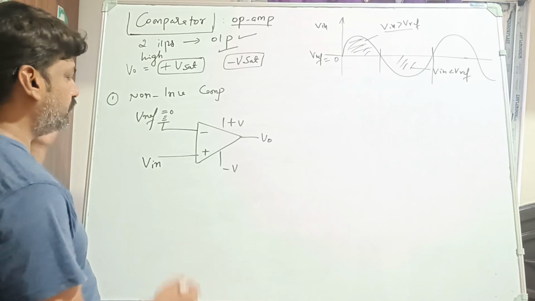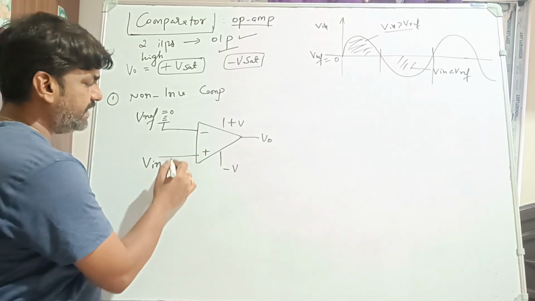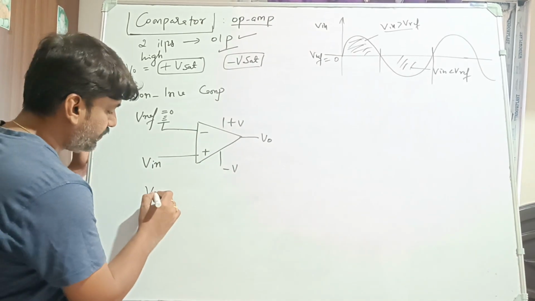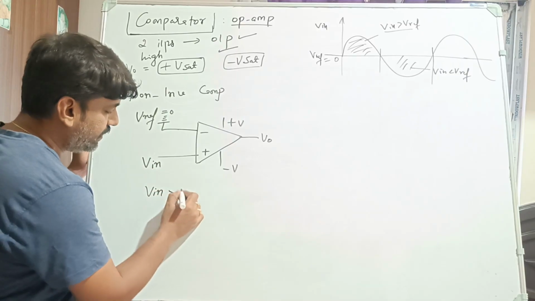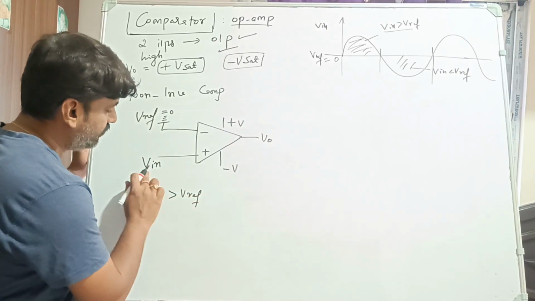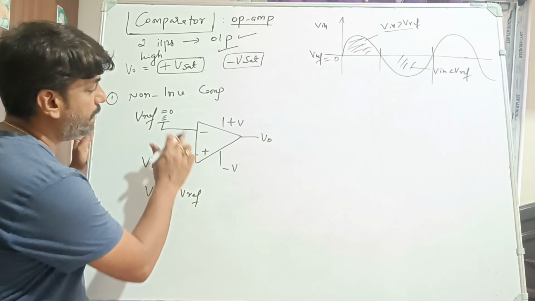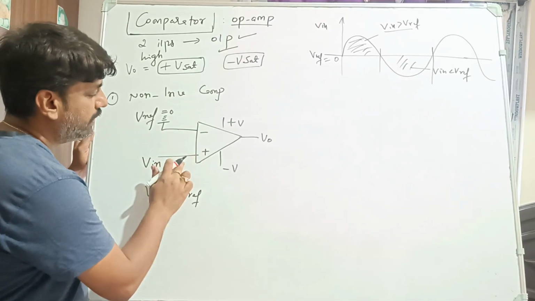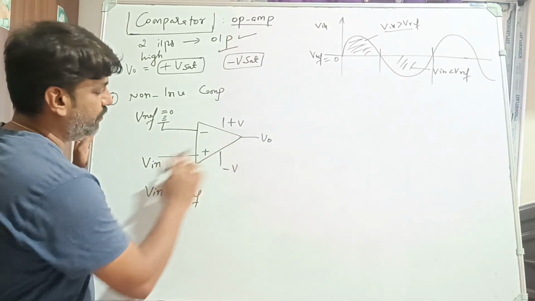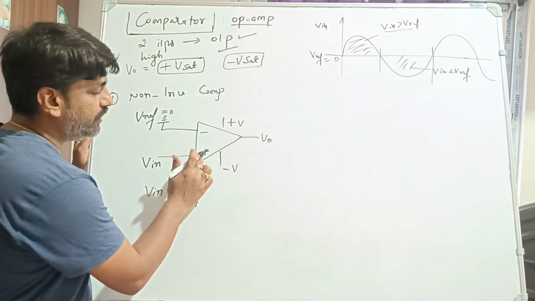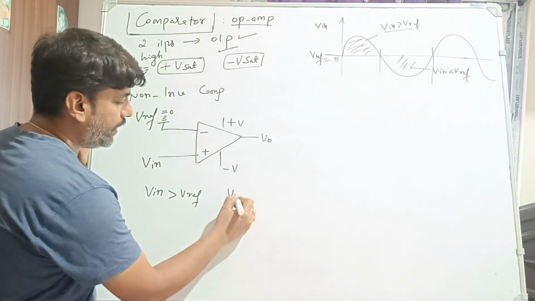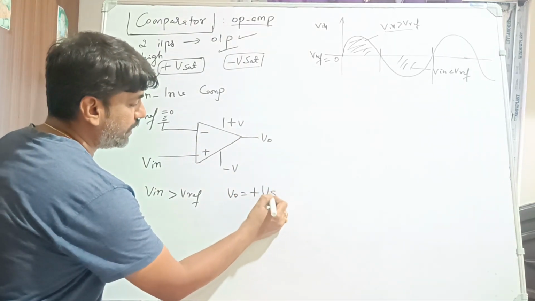So now how to see this? It has to compare these two input voltages. Now first case, when V in is greater than V reference, means this V in value is higher compared to this. So out of this, it is higher means this is our output which is going to come. What is that? It is going to come plus. Means V output value is plus V saturation level.